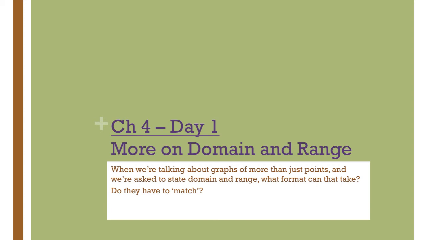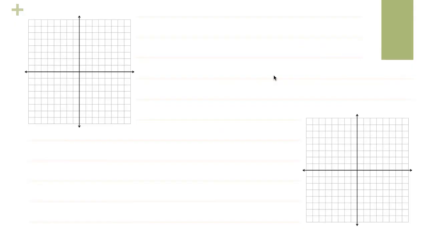Chapter 4, Day 1. What we're going to do in Chapter 4 is deal with quadratics, and a lot of that's going to be graphing parabolas. So we're going to talk a little bit more about domain and range than we did before. When we're talking about graphs that's not just points, what kind of statements do we make when they ask us about domain and range? And can domain look one way and range look a different way?